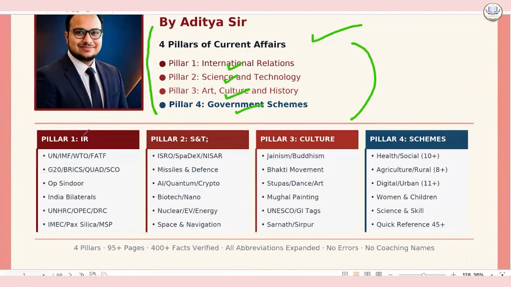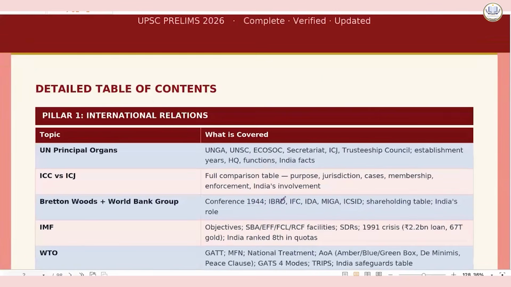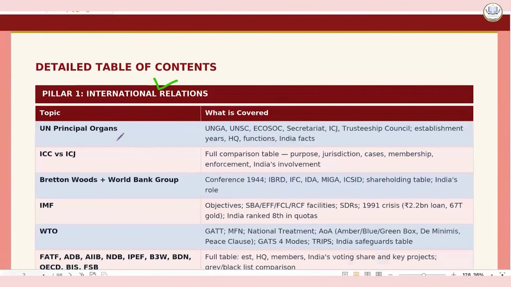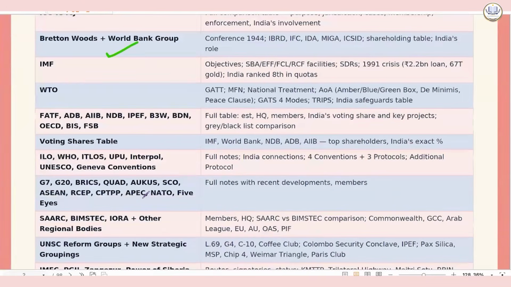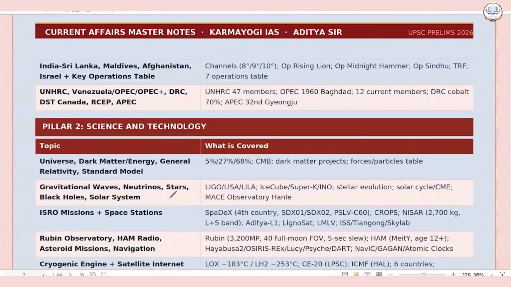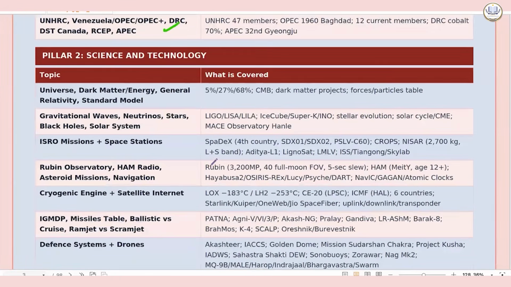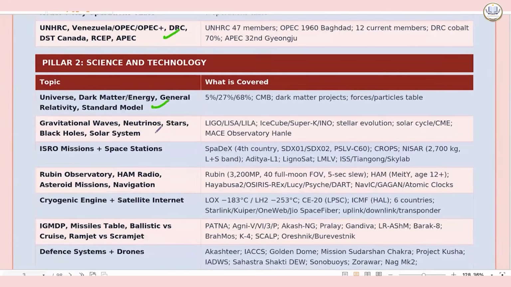So without any further delay, let's start our pillar 1, that is international relations. In international relations also, we will try to study all the important organizations which were in news and which are important based on the PYQ themes. Apart from it, we will also cover some of the important relations which were in news and important countries which were in news.